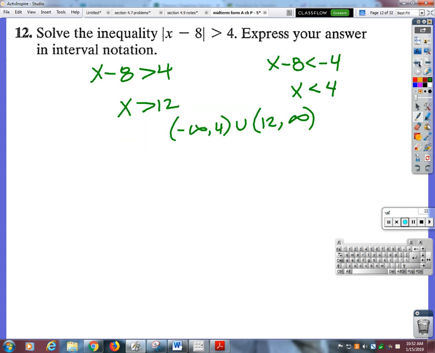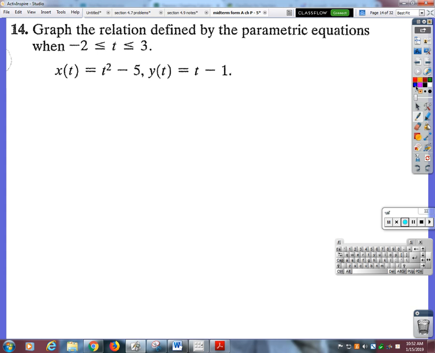Like not square brackets? Yeah, because this does not say equal to, so that means it gets a round bracket. Yeah, if either one of these said equal to, then they would turn into a square bracket. Also an excellent question. All right, let's play again. Let's do another one. Graph the relation defined by the parametric equations when t goes from -2 to 3.